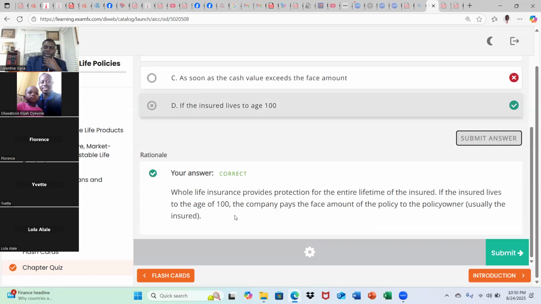Yvette, you said D. You want to read the explanation? Whole life insurance provides protection for the entire lifetime of the insured. If the insured lives to the age of 100, the company pays the face amount of the policy to the policy owner, usually the insured. Excellent.